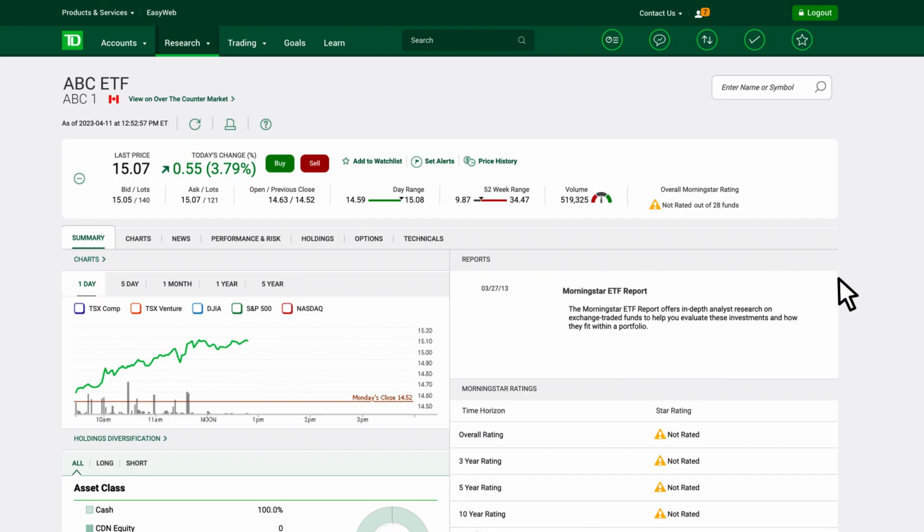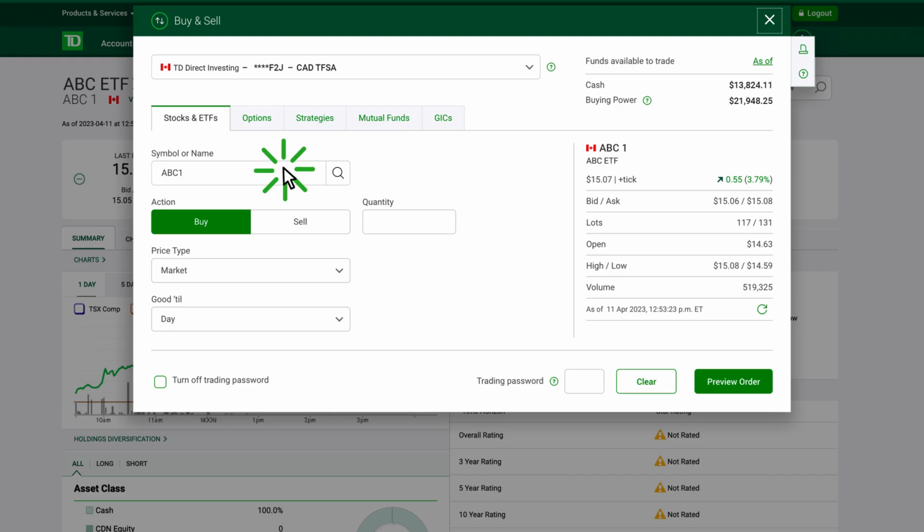Learn at your own pace without the pressure of trying to place a trade at the same time. If you clicked on the Buy button from one of the research tools or product pages, then the action is already set to buy, and the ETF symbol is already entered for you. If you access the trade ticket a different way, you'll have to make those selections.